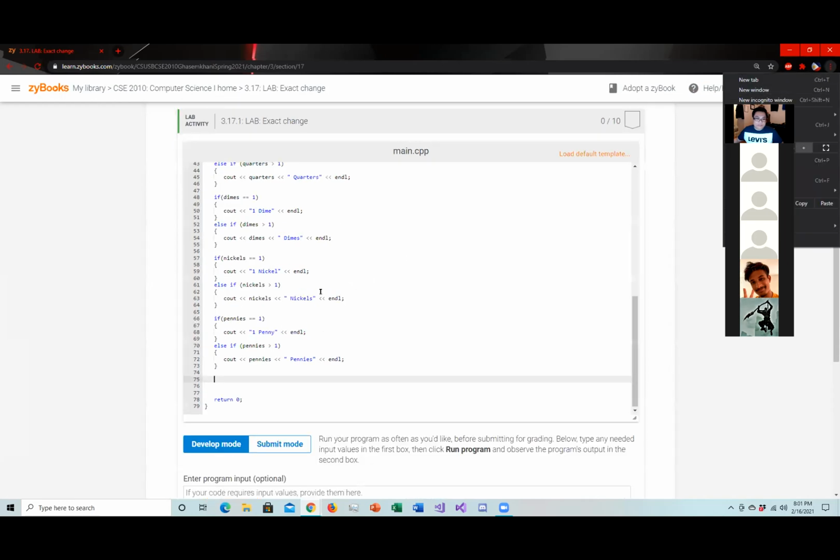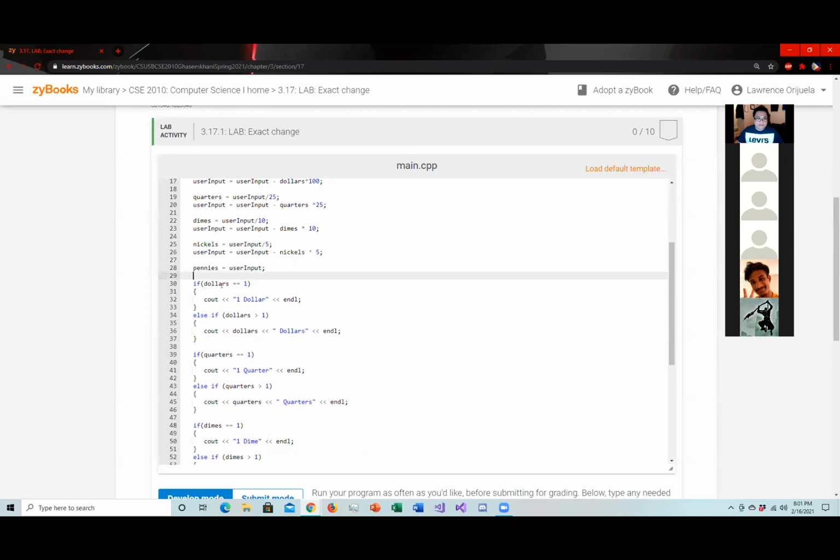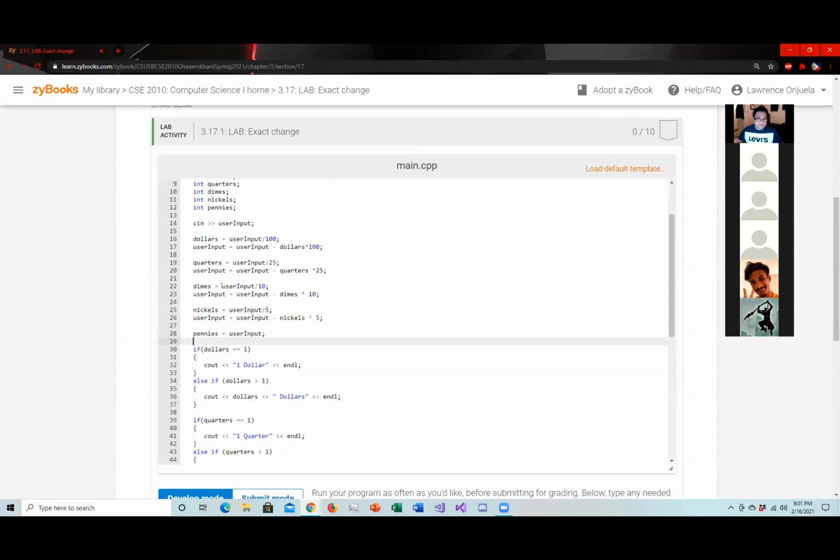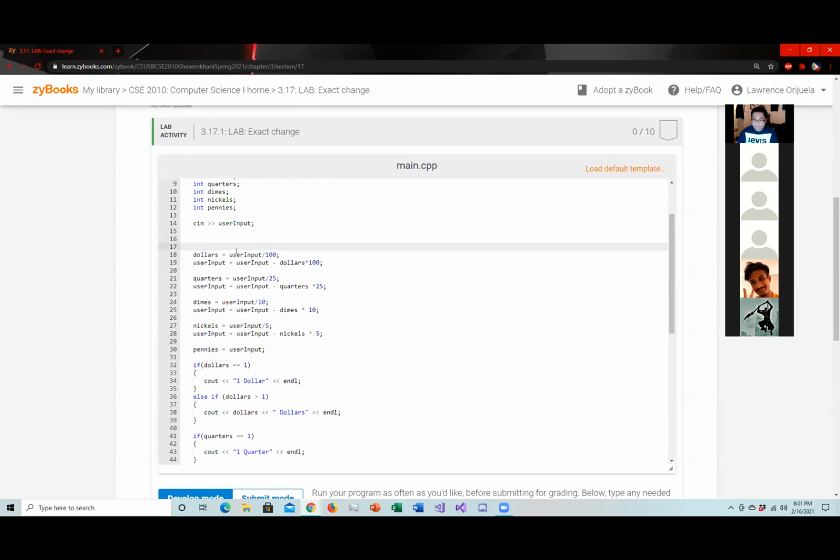So here's what you wanted to do, right? You wanted to say if user input equals or does not equal 0, right? We put greater than because what if we put negative numbers?